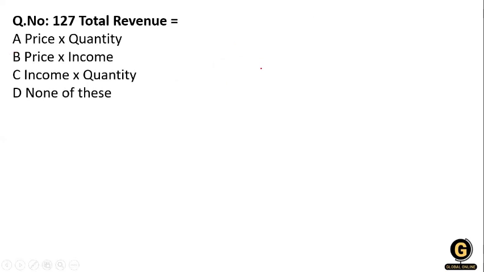Next question: total revenue is equal to price multiplied by quantity, price multiplied by income, income multiplied by quantity, or none of the above. You know that total revenue is equal to price multiplied by quantity. So option A is correct.